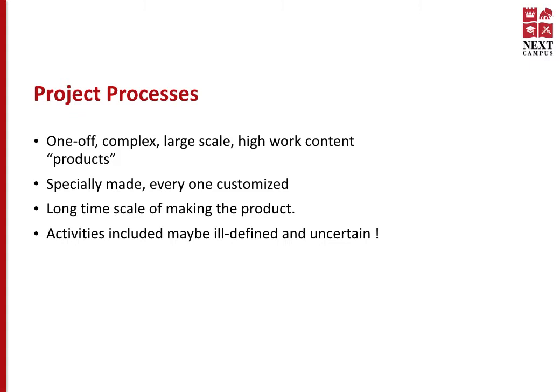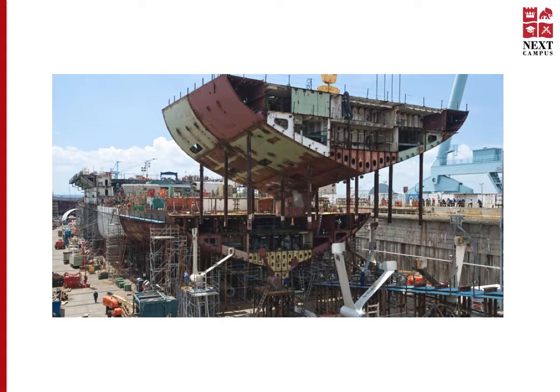Products that use project processes are generally one-off products, complex, large-scale, high work content. They're specially made and highly customized. The time scale for making such a product is long. Activities included in a project process may be ill-defined and quite uncertain. Building a ship can be considered as an example of a project process.